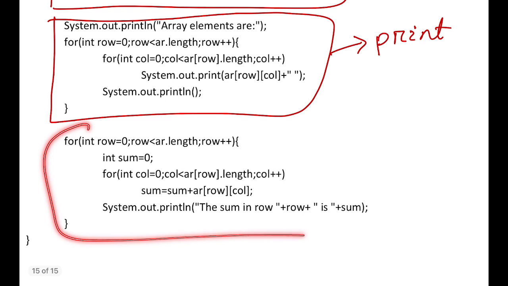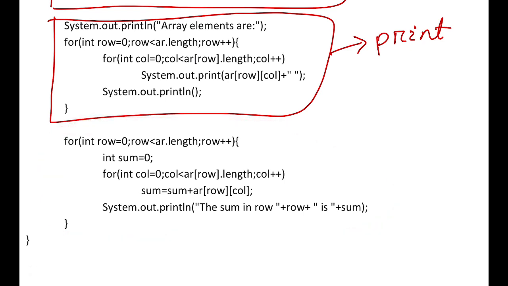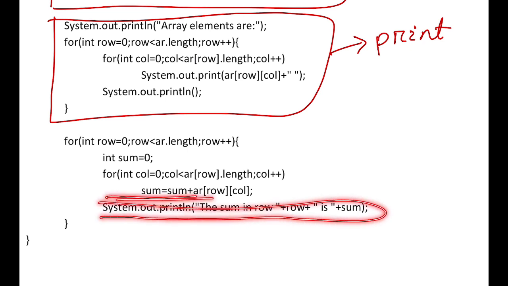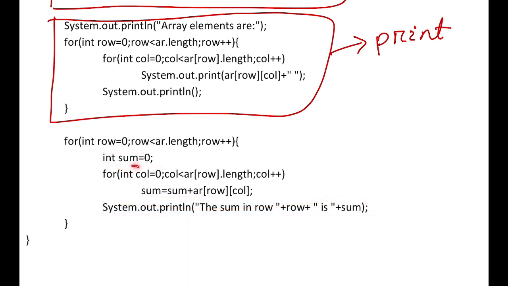Now here we are going to compute the sum row wise. For that we take row equal to 0, row less than ar dot length, row plus plus. We are using a loop that considers the row. Then we take the variable sum, initially 0. Then for column equal to 0, column less than ar of row dot length, column plus plus, sum equal to sum plus ar of row and column. Then when this inner loop terminates, print the sum value, then again initialize the sum value to 0.